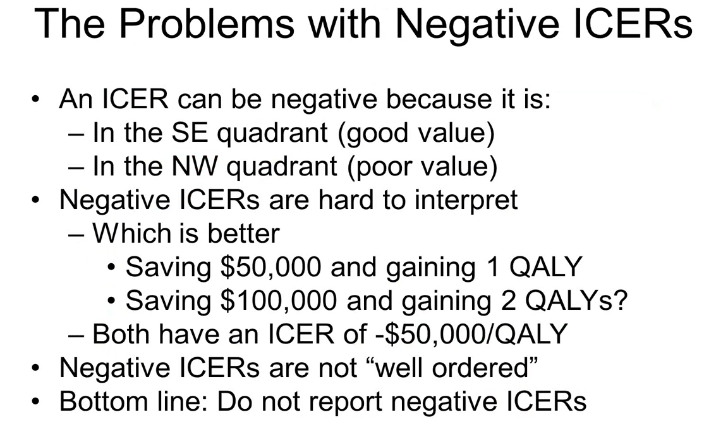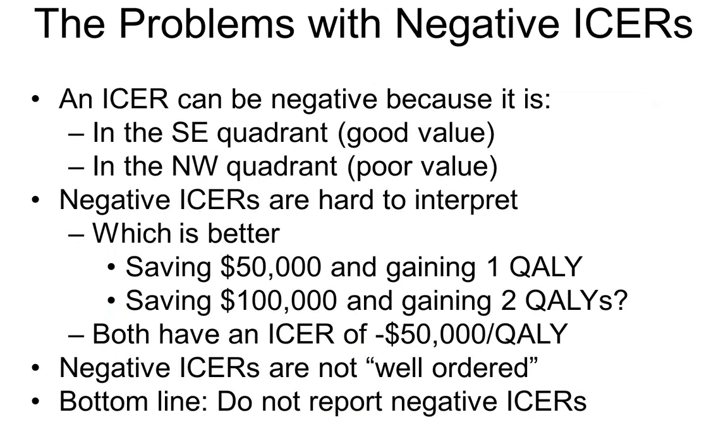And let me give you an example to show what that means. So let's say we had an intervention that saved $50,000 and gained 1 QALY. So the ICER would be negative 50,000. And we had another intervention that saved $100,000 but gained 2 QALYs. So clearly we would like to save more money and get more health effects. So we would choose the second one over the first one. But both of these have an ICER of negative $50,000 per QALY.